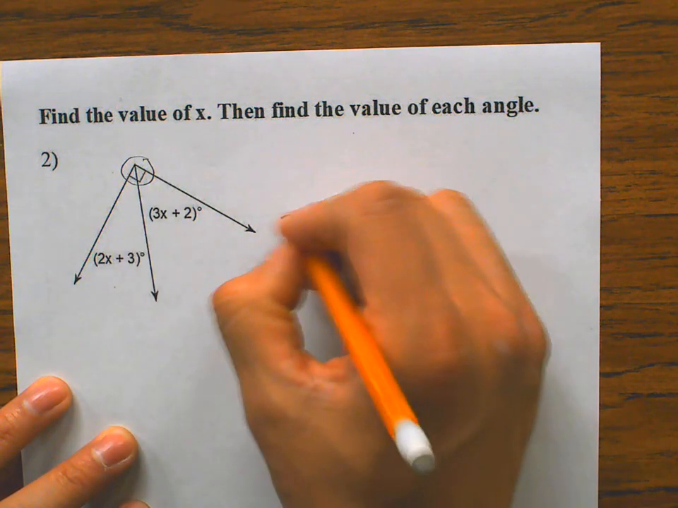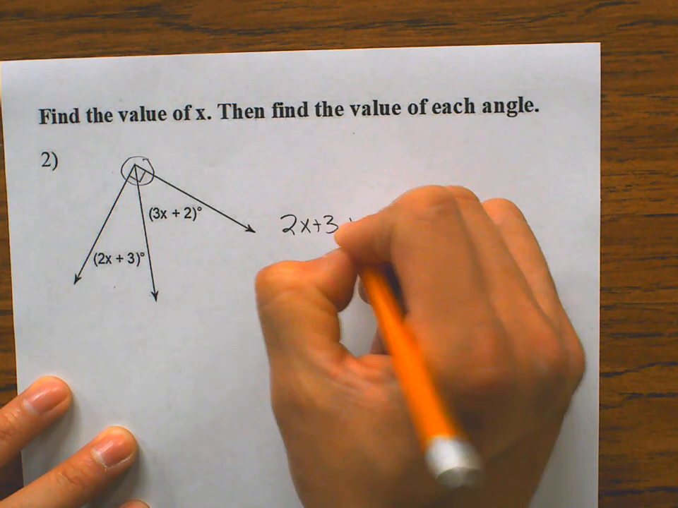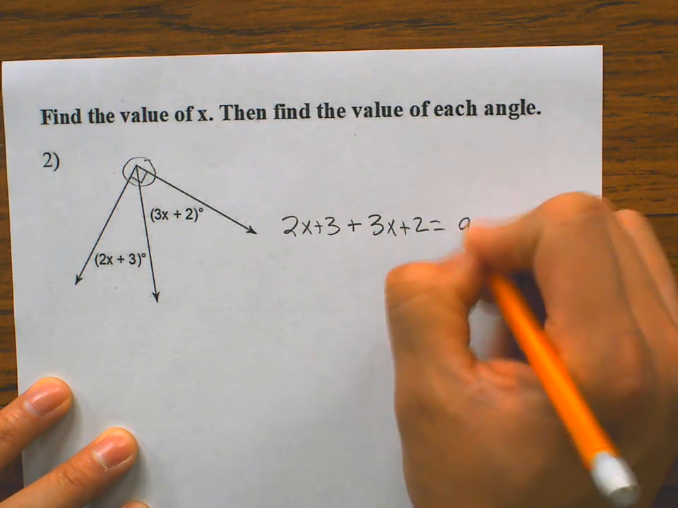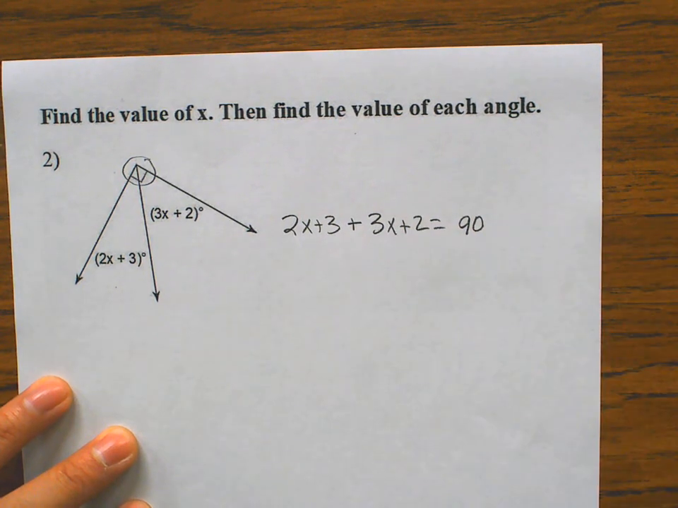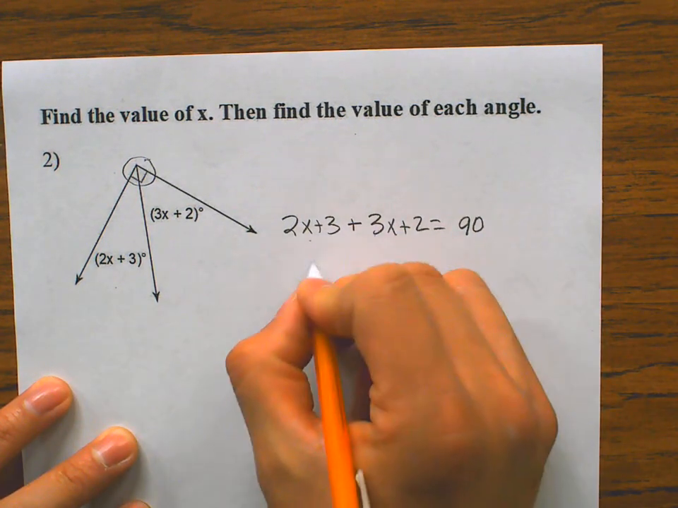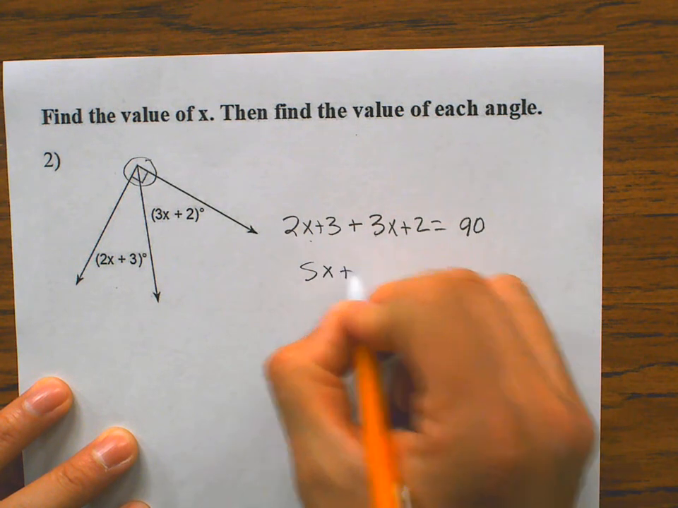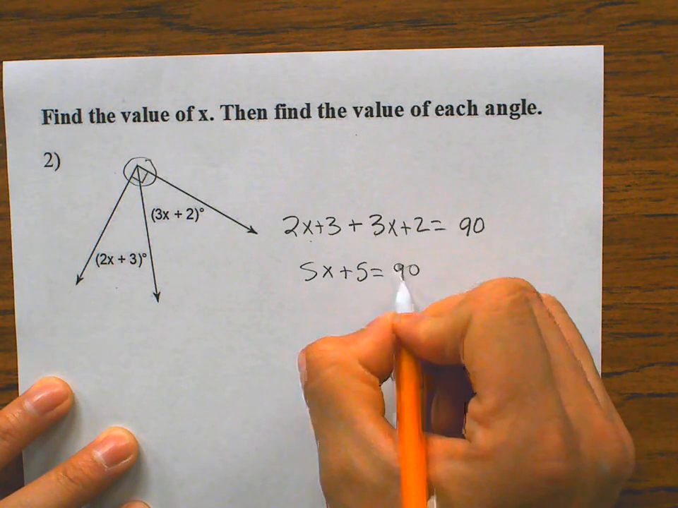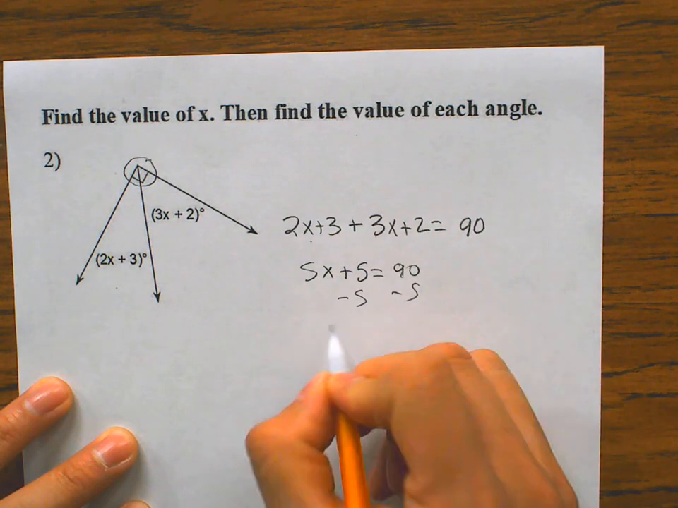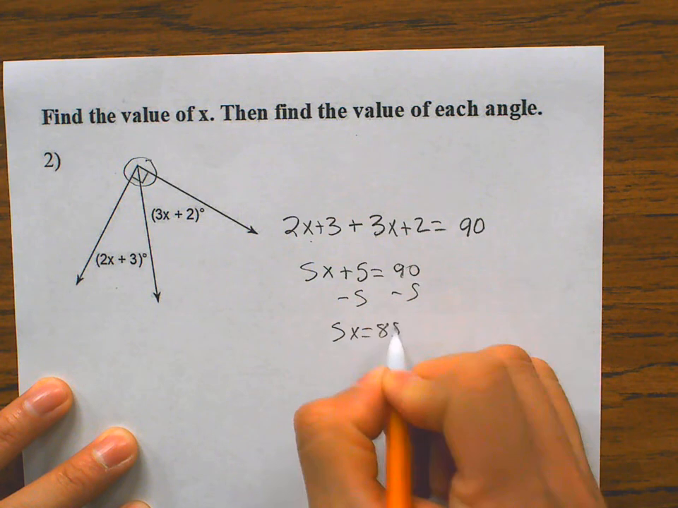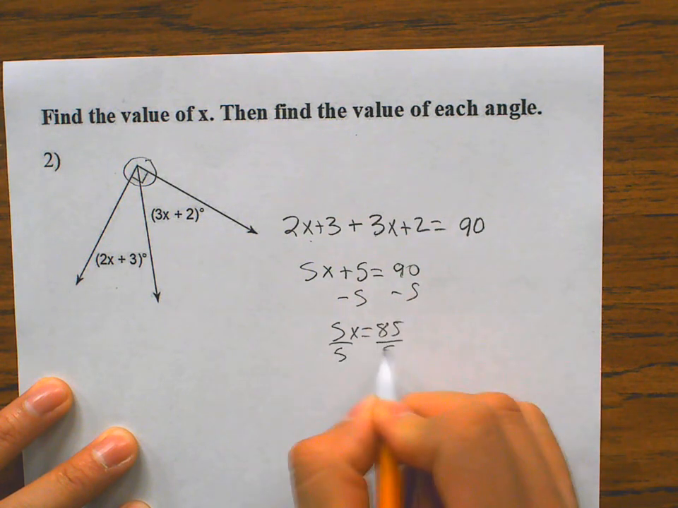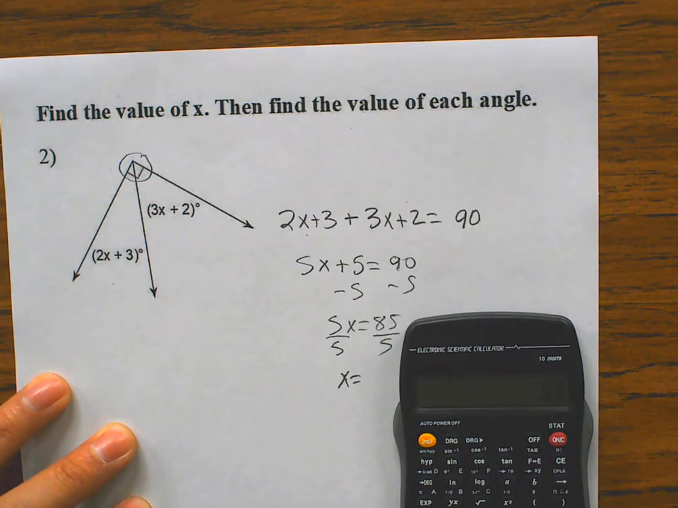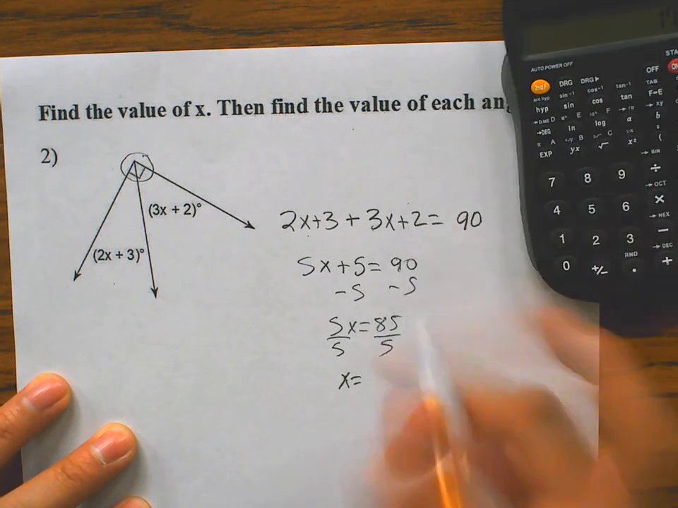So what we are going to do is add both angles together, and we are going to equal that to 90 degrees. You're going to combine the like terms. That's 5x plus 5, and that's equal to 90. After that, you subtract 5 from both sides to get 5x equal to 85, and you divide by 5 to get the value of x. So now 85 divided by 5 is going to be 17.